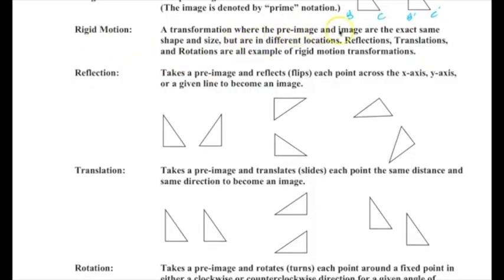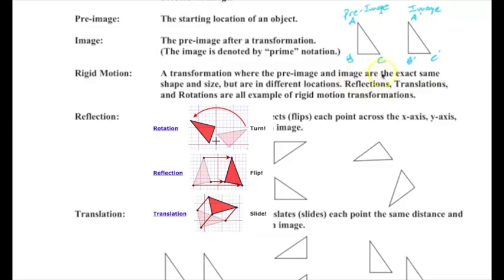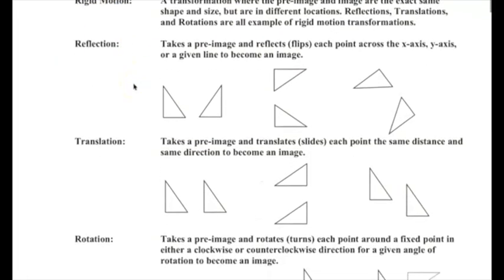What we do is we do rigid motions. A rigid motion is a transformation where the pre-image and image are the exact same size and shape. All we're going to do is change the location. We're going to do that by doing either a reflection, translation, or rotation. That's considered a rigid motion. If you don't change the shape or size of it, you just move it, it's called a rigid motion.